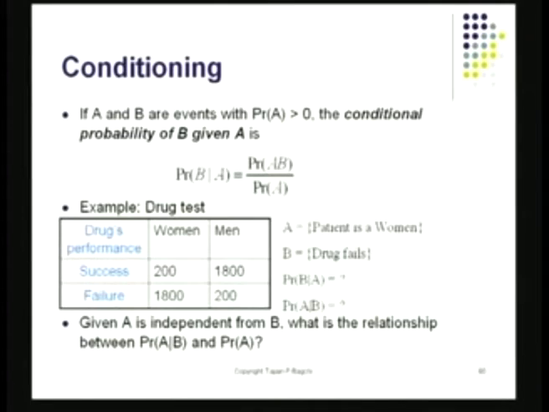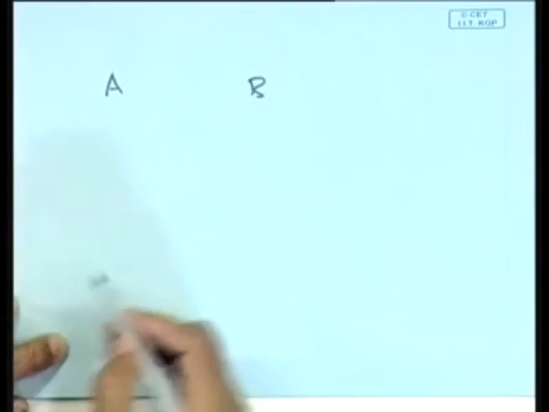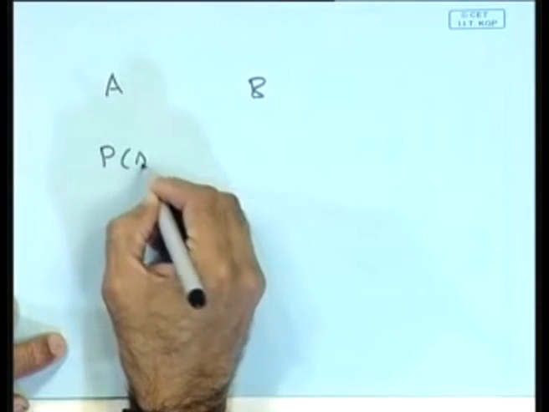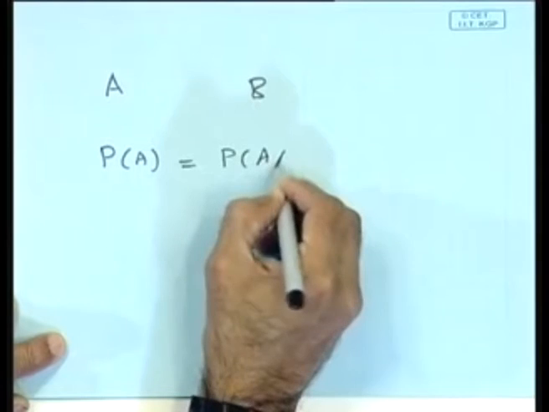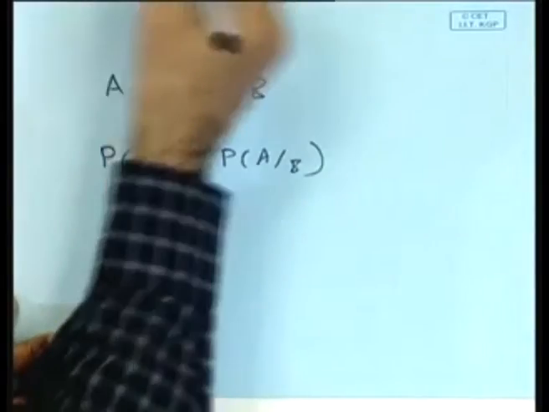Given that A is independent of B, what is the relationship between P(A) and P(B)? This I'm sure you can work out. Let me ask you the question again, and I think you'll understand that. There are two events. One event is A, the other event is B. And what they are saying is A is independent of B. That means P(A) is the same as P(A given B). This is what they are saying.